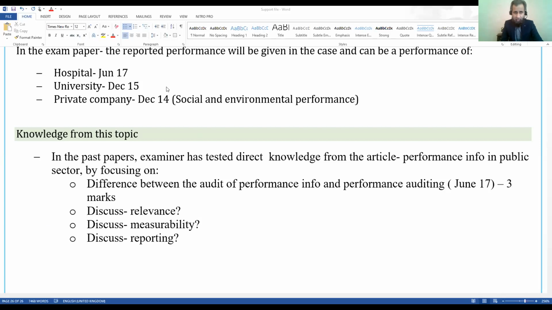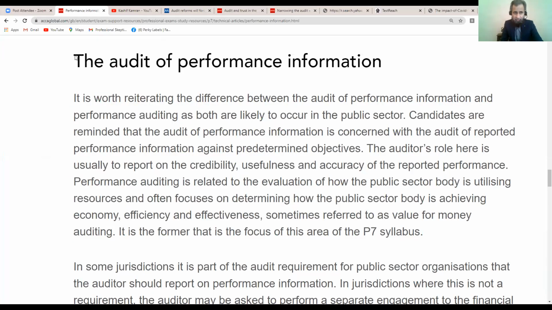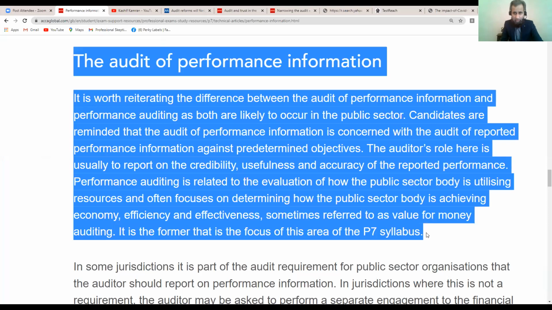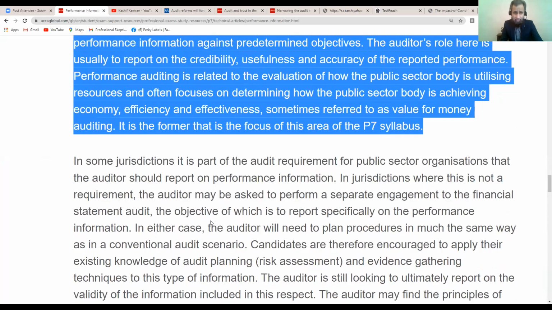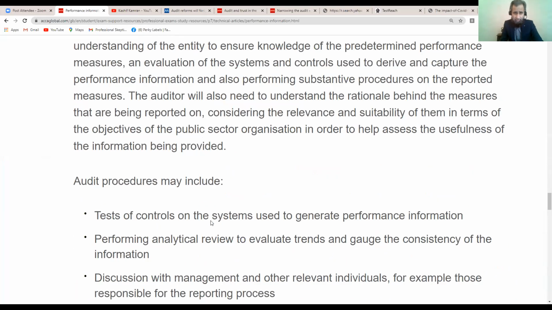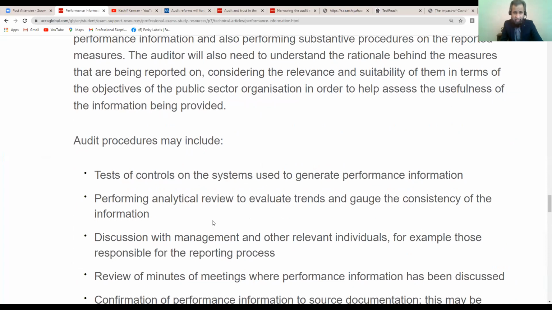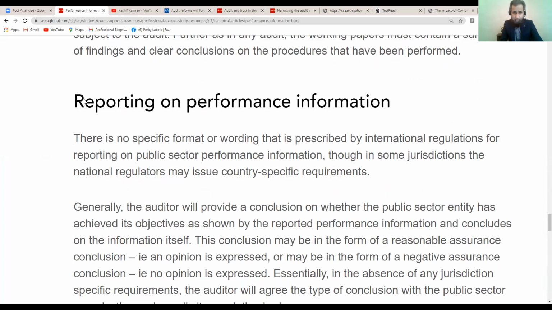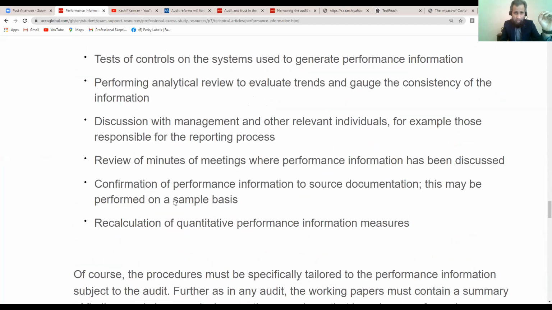Look at this, the article. Audit of performance information on your screen. We have read this paragraph, right? Number 1. You go down. Okay, can you see the reporting here? Reporting, number 1. So you'll read the paragraph about reporting and you will make notes about reporting, right? Because examiner asks you discuss reporting. So you should know reporting, right? Number 1. Okay, reporting, then go up.